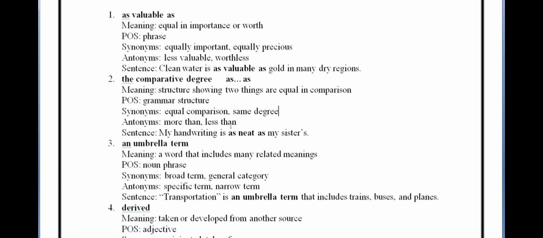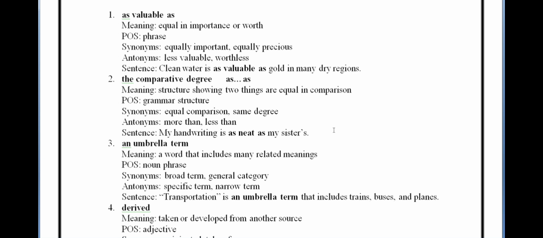Sentence, my handwriting is as neat as my sister's. So instead of saying my handwriting is neat and my sister's handwriting is also neat, instead of saying two different sentences, you make it one complex sentence with a comparative degree followed by as and as.